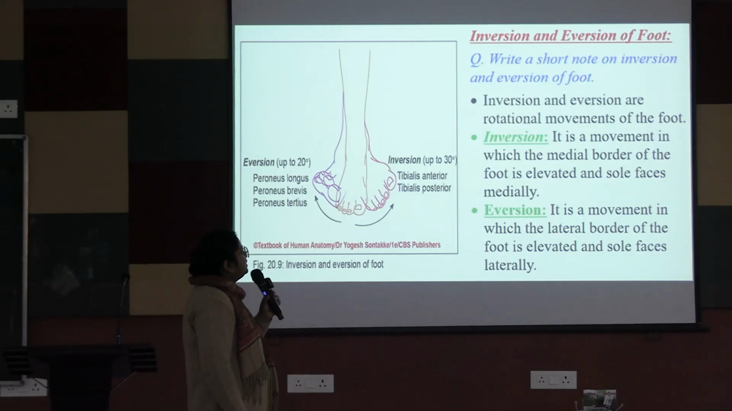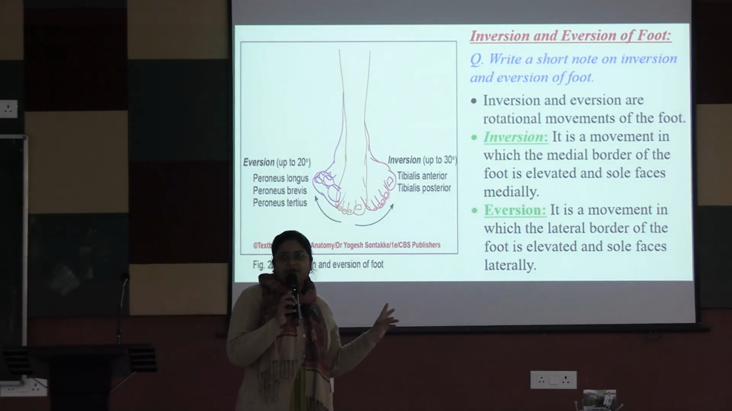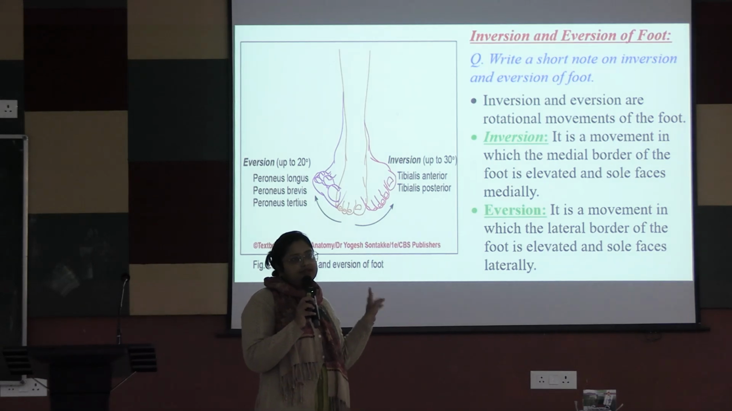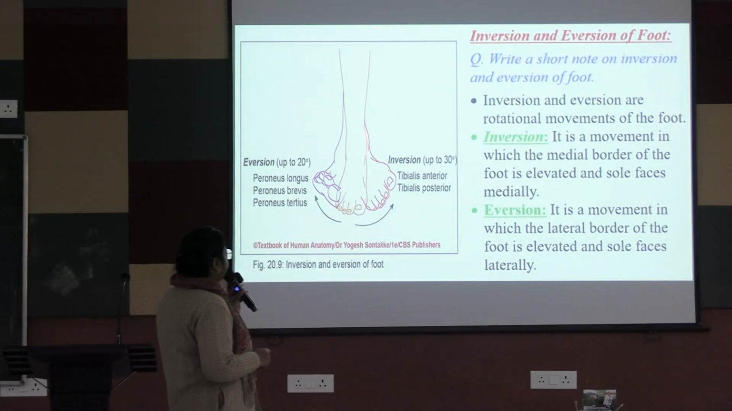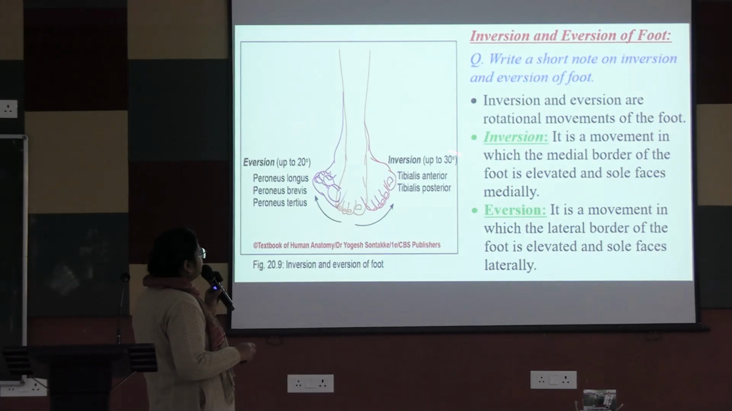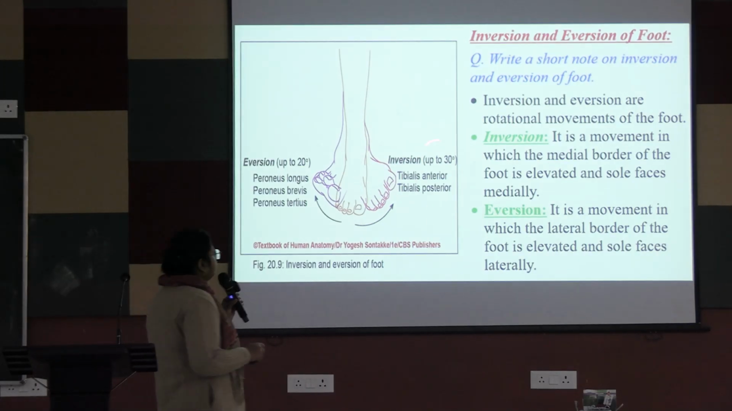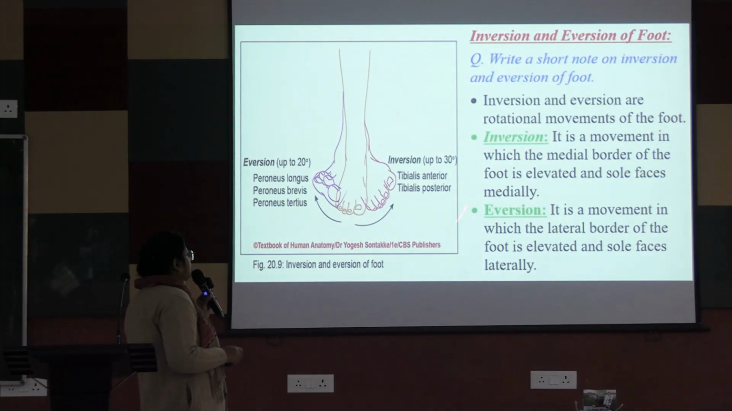Next we will discuss inversion and eversion of the foot. This can come as a short note or part of a long question, very important for theory. See, this is the normal position of the foot. When the medial border is raised, this is inversion, and inversion occurs up to 30 degrees. These are the muscles involved: tibialis anterior and tibialis posterior, the main muscles.